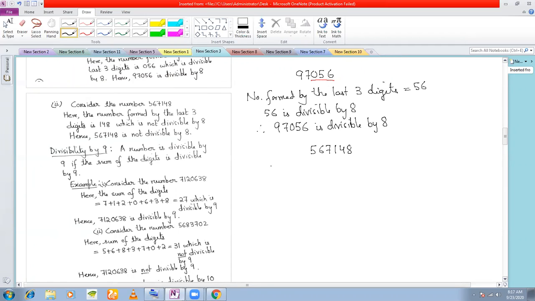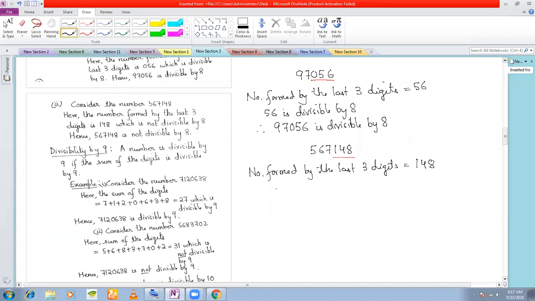567148. I want to check whether this number is divisible by 8. Check the last 3 digits. Check the number formed by the last 3 digits. So what is the number formed by the last 3 digits? Number formed by the last 3 digits is equal to 148.